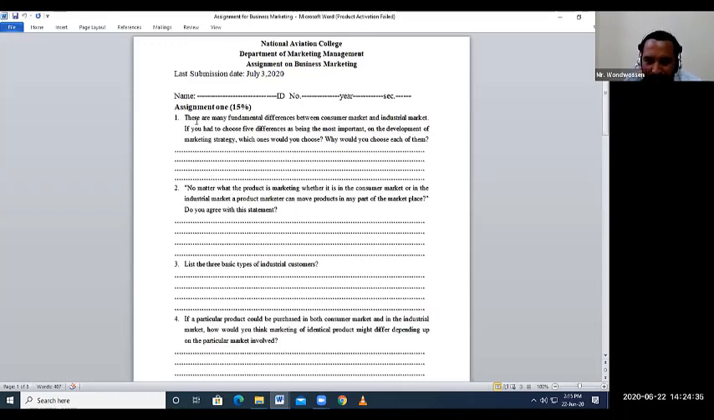And the other thing we have to consider in setting the price for an industrial product is the company's pricing objective.